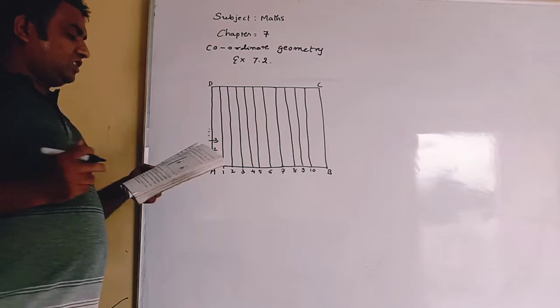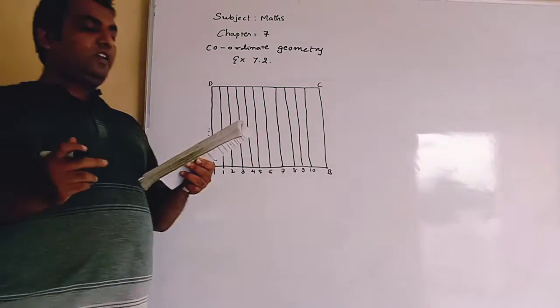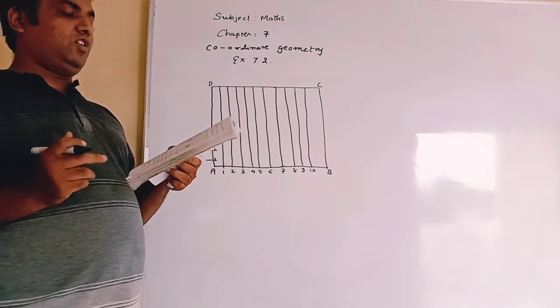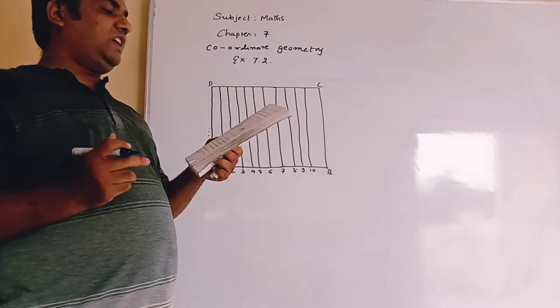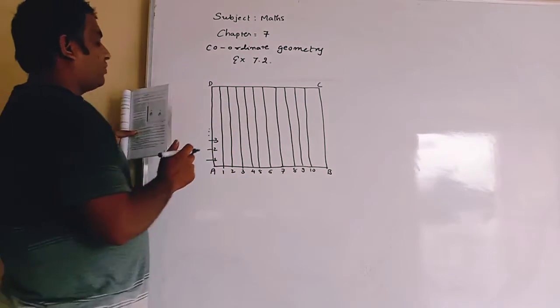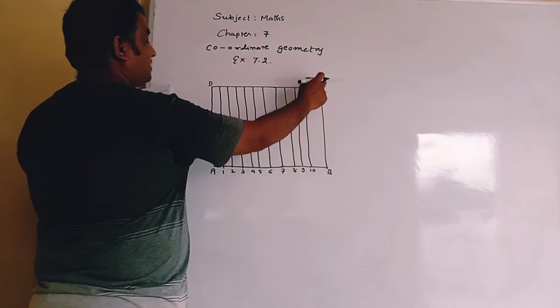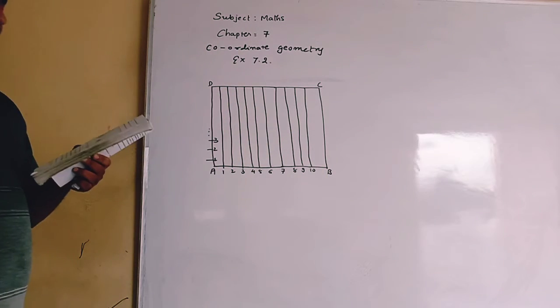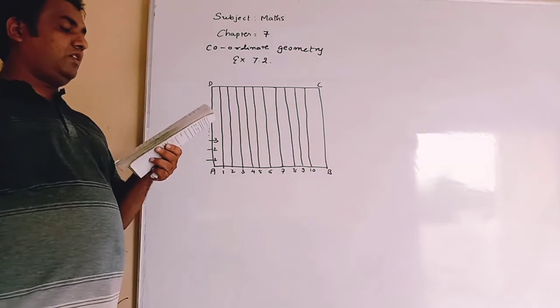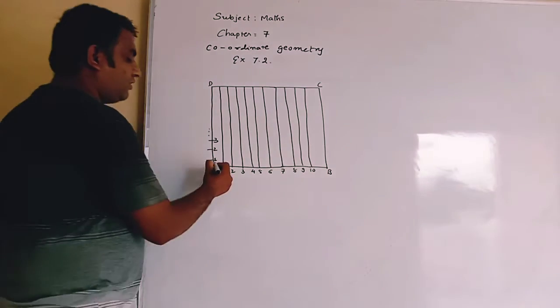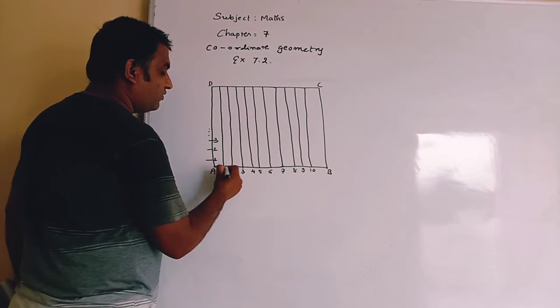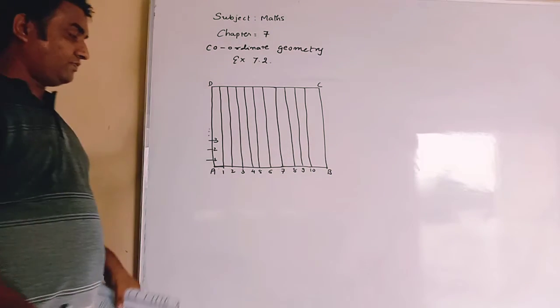We have the question 3. To conduct sports day activities in your rectangular shaped school ground, ABCD lines have been drawn with chalk powder. So here lines have been drawn with chalk powder at a distance of 1 meter each. So the gap between these lines is 1 meter each.